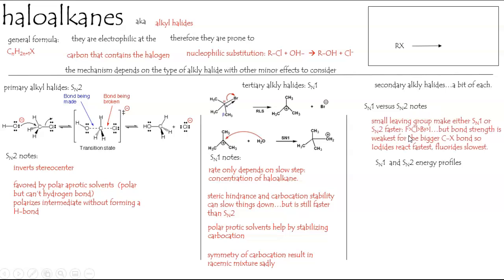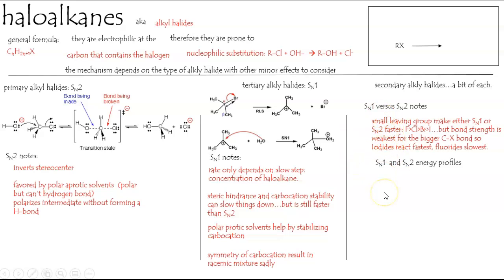Some general notes: in terms of the reactivity of two competing things going on, if you have a small leaving group, that'll make it faster. So in that respect, the fluoride would be much faster than an iodide. On the other hand, the bond strength is also weakest for the big halogens. So that dominates, and that means the iodides react fastest, fluorides slowest. That's the take-home message, but you might be asked to give a competing factors type argument, and there it is right there.